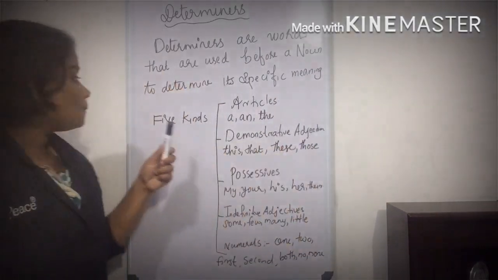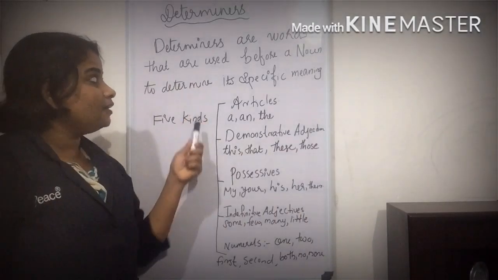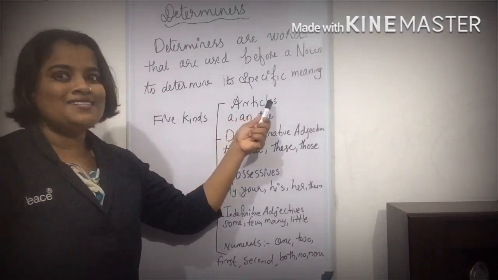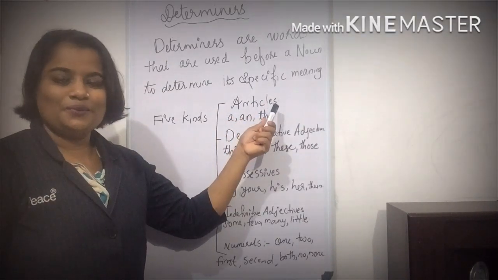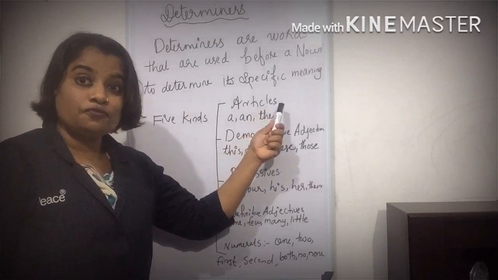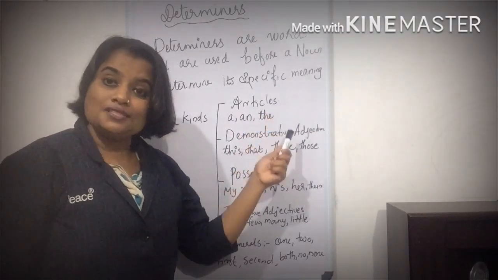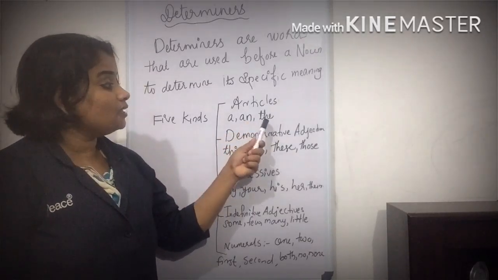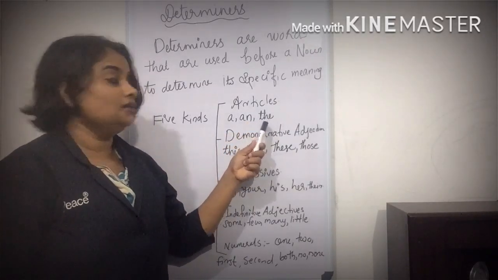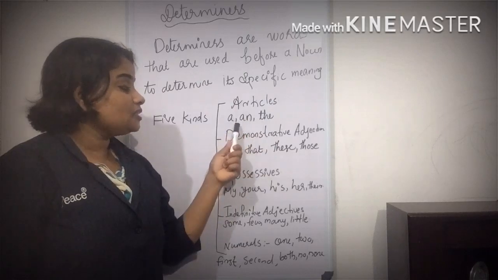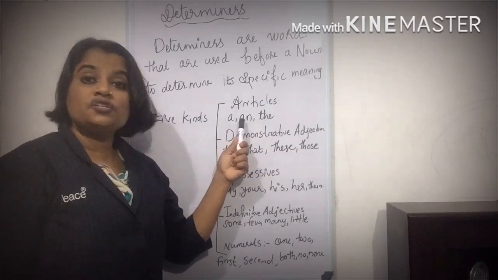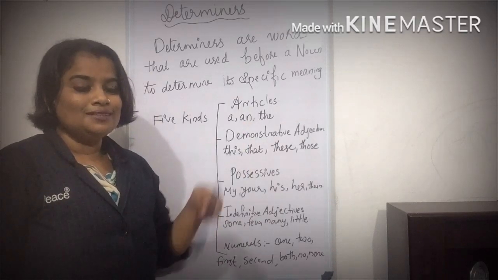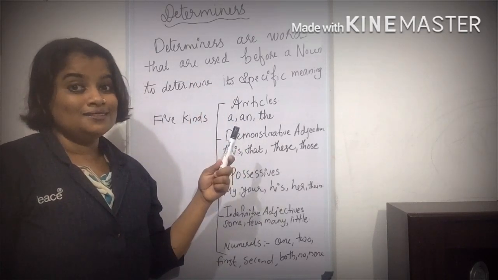Look at here. There are five kinds of determiners in English grammar. The first one is articles. There are two types of articles, definite article and indefinite article. The definite article is the, and the indefinite articles are a and an. Now do you understand determiners and articles?